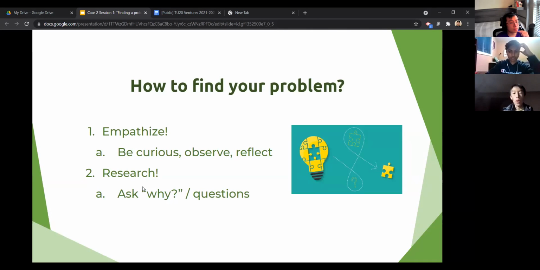So how can you find your problem? Firstly, you should go about empathizing. And what this means is really putting yourself in other people's shoes, thinking about how they feel. A good way to do this, if you can, is looking at online quotes, for example, of customer complaints of other products in that market and seeing where they might not be doing so well so that you can build off of that.